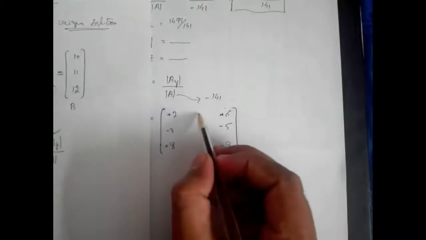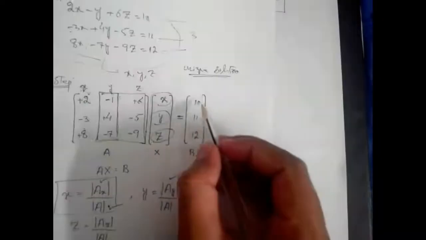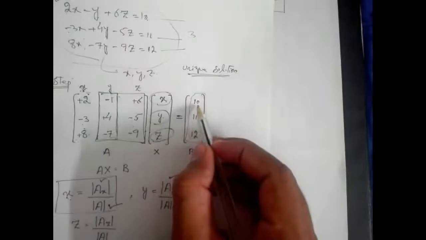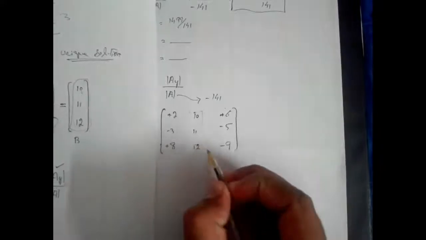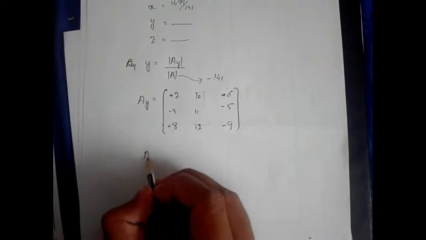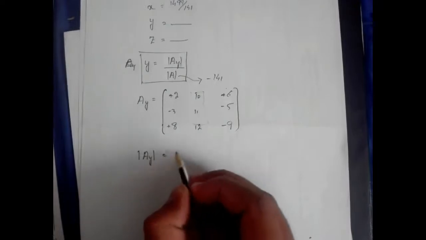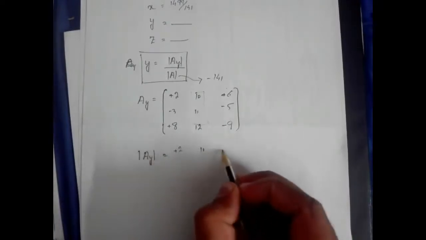Now in the y column I write these values: 10, 11, 12. Now this is my Ay matrix. After that I find the determinant of Ay, because for finding the y variable I need the determinant of Ay. So that will be equal to plus 2, 10, plus 6, minus 3, 11, minus 5, 8, 12, minus 9 determinant.